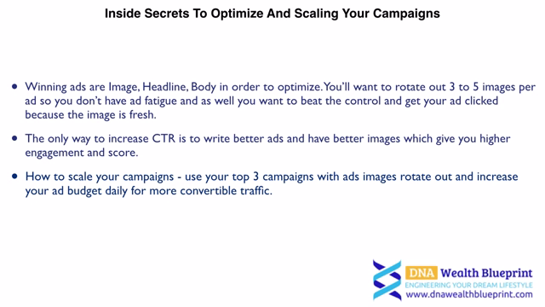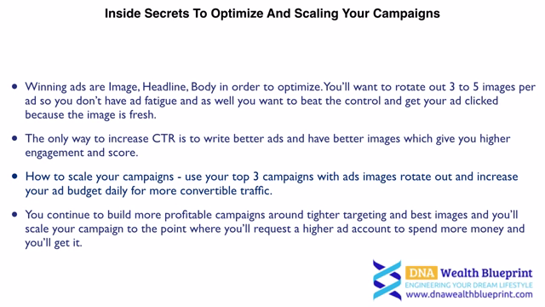So that means when you've got all your controls down and you're bringing in the clicks, you're bringing in conversions. You want to look at what your top 3 campaigns are as your controls, and then you want to start to build out better campaigns, better images, rotate out those images, and you want to increase your ad budget because you simply want more of that same traffic coming in. That's kind of what you need to do. You also want to continue to build more profitable campaigns around tighter targeting and best images.